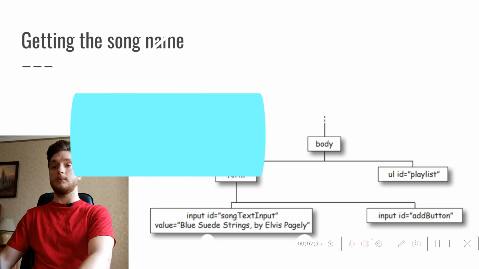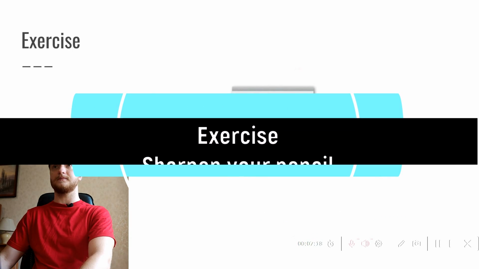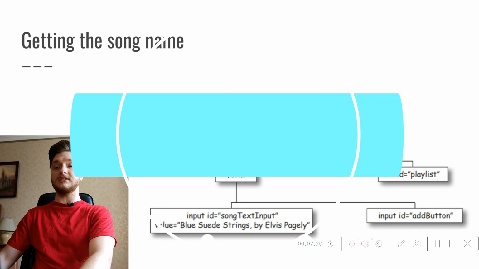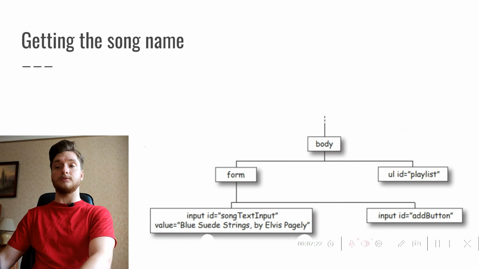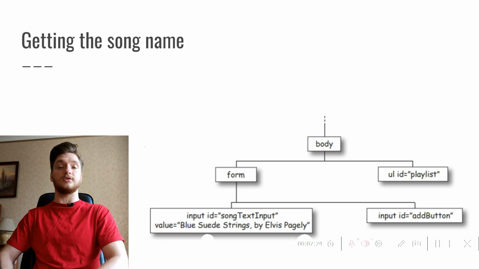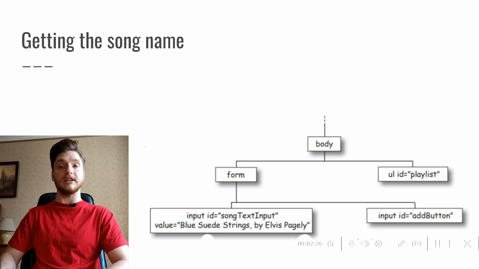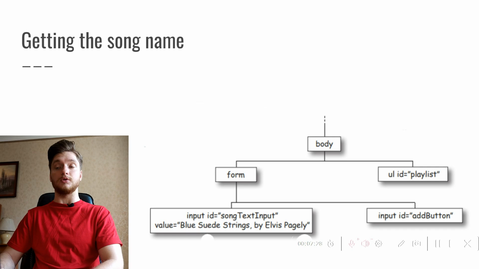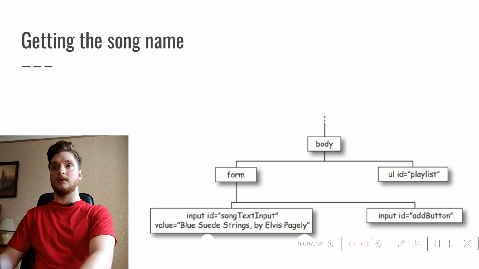Okay, bonus exercise. Wait, what if you wanted to test to make sure the user actually entered some text before clicking the button? How might you do that? The answer will be in the next lesson or at the end of the chapter.